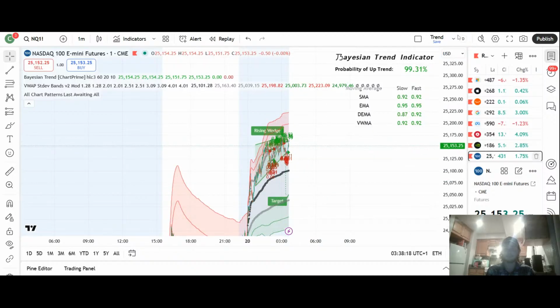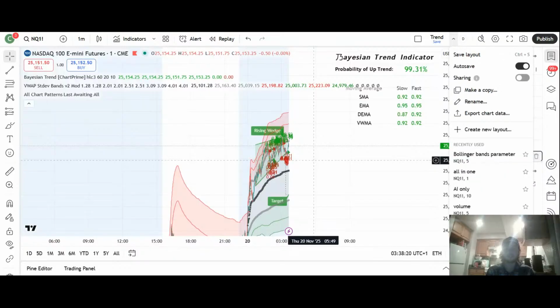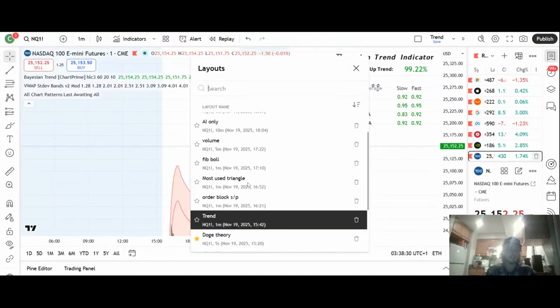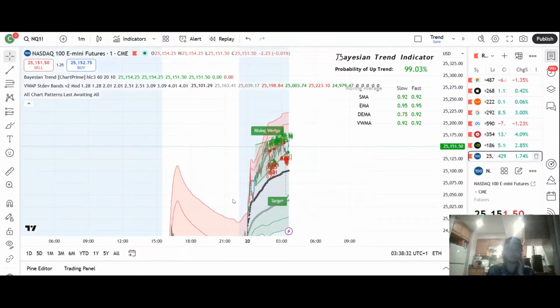Yeah, all right. Well, that's the trend one. Also really wonderful. Let's move on to the triangle one. Triangle has, well, actually order blocks. Order blocks is a gorgeous one too. Okay, order block.